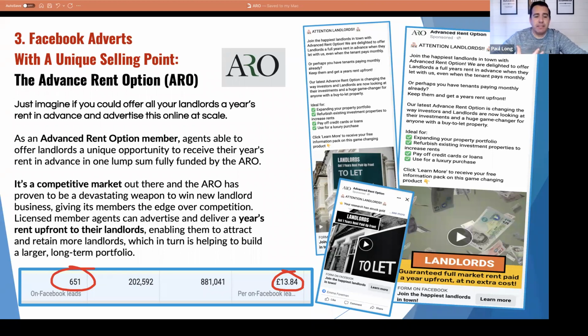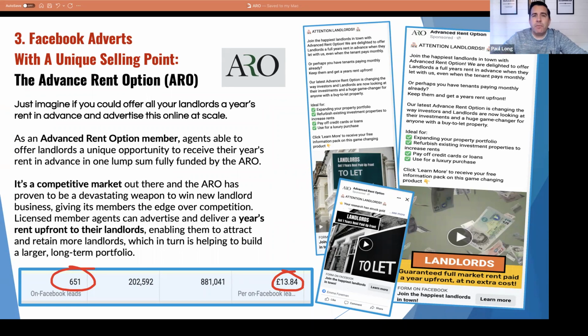It's definitely a competitive market out there, and the ARO has proven to be a devastating weapon to win new landlord business, giving its members the edge over competitors. And licensed member agents can advertise and deliver a year's rent up front to their landlords, enabling them to attract and retain more landlords, which in turn is helping to build a larger long-term portfolio.